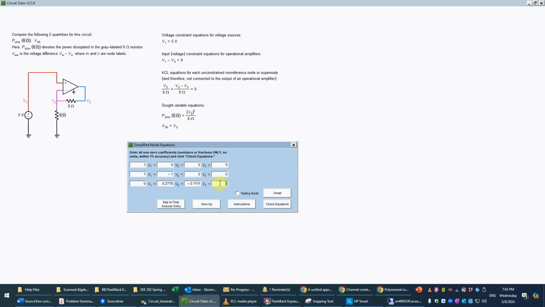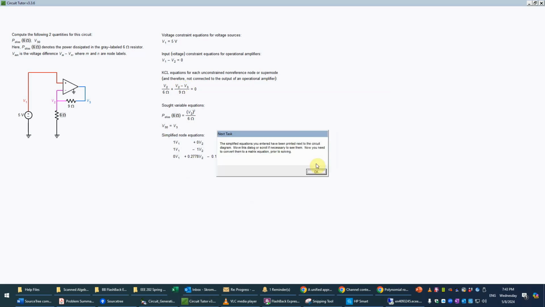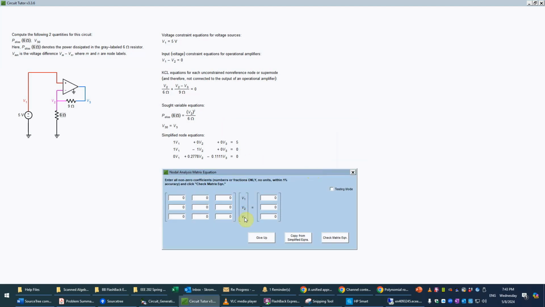Okay, and that's all equal to 0. And again, it converts it automatically to a decimal for us. So now we'll check those equations. And they are correct. And now it's just asking us to do the matrix form, which here we can really just click this copy button, would be the easy way to do it. Otherwise we could type them in manually, but that would take longer. So I'm just going to do it this way. And we'll check that. And that will necessarily be correct.